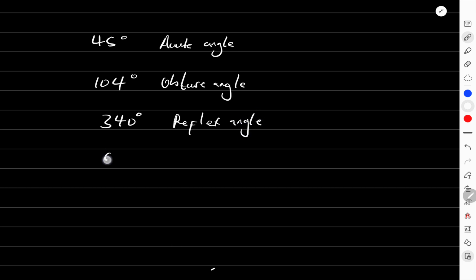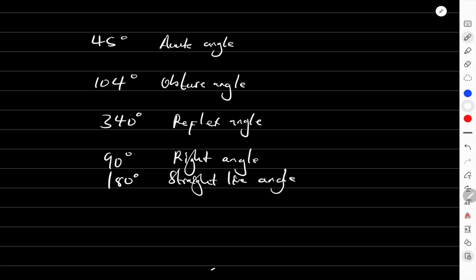Now, if I'm given an angle that is close to 90 degrees, automatically that angle is a right angle. If I'm given 180 degrees, it is a straight line angle. And if I'm given angles around a point, 360 degrees, it is going to be a revolution.